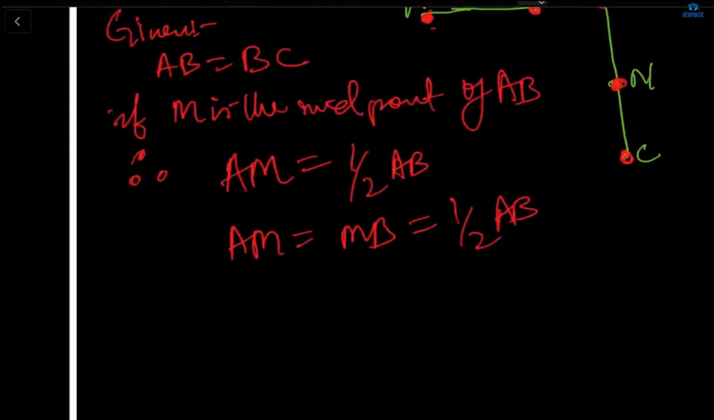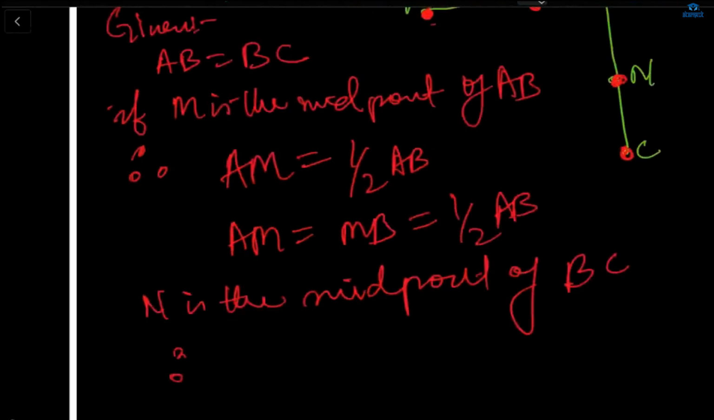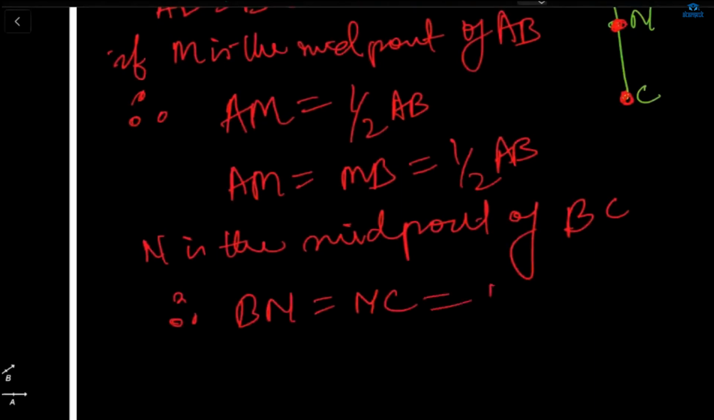And similarly, N is the midpoint of BC. Am I right? Yeah, BC. Therefore, BN is equal to NC, which is equal to half BC.